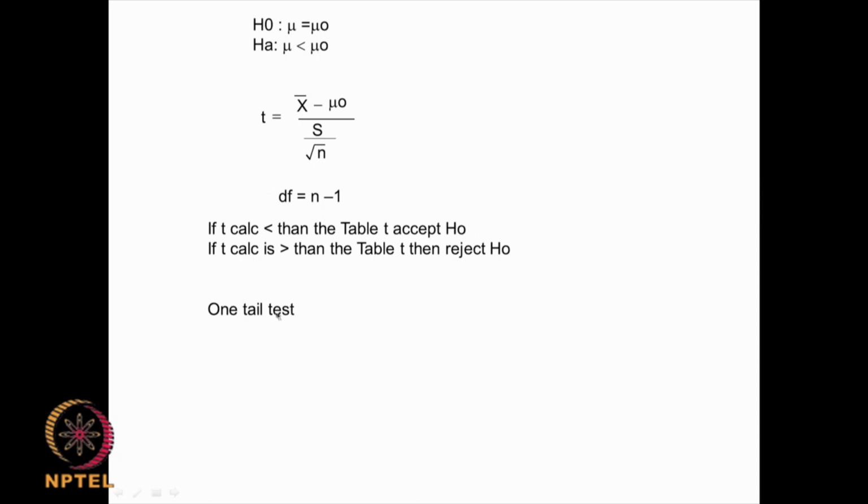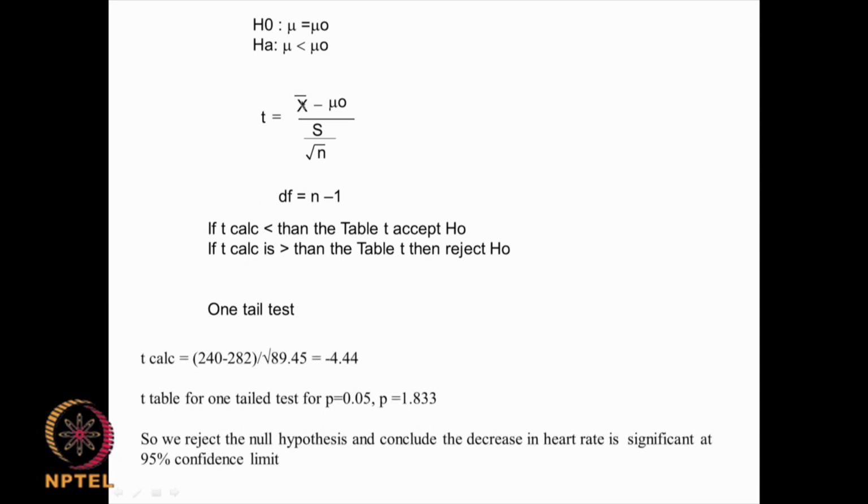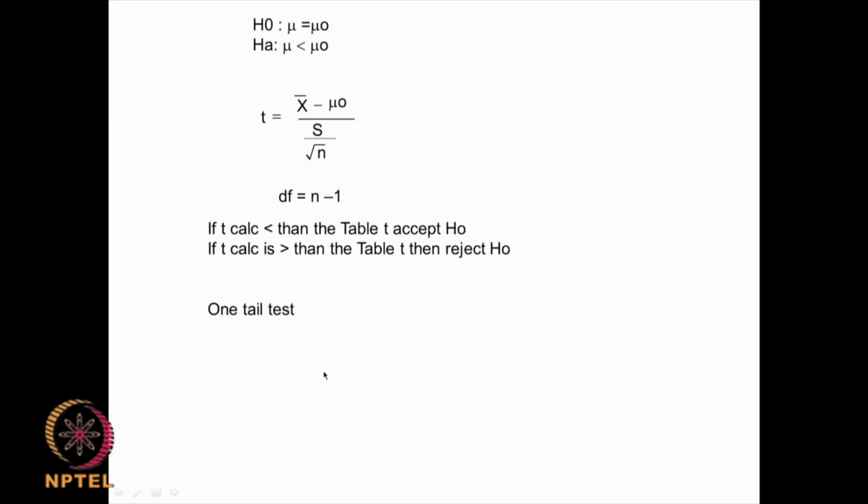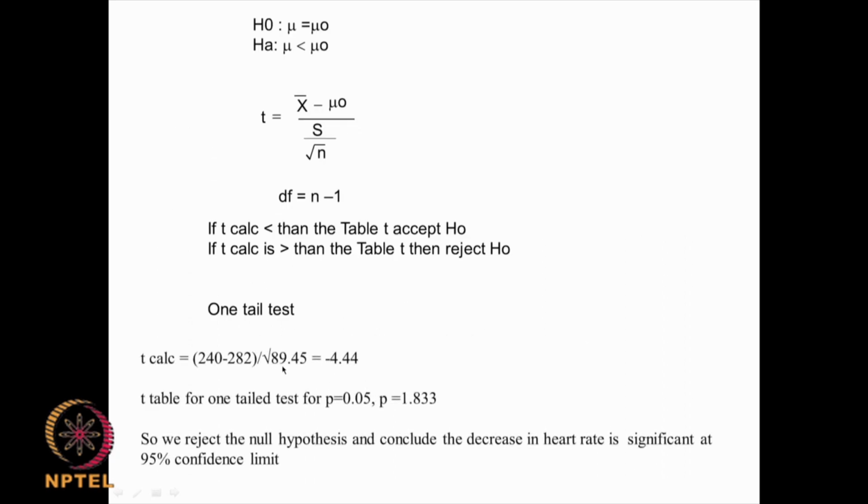Here it is a one tailed test. Please remember, because we are talking about this type of situation, we are not saying mu not equal to mu naught, which would mean less or more, but we are specifically talking about mu less than mu naught. So it is a one tailed test, simple. So for t calculated, I know 240, the other one is 282. If you remember, we got 89.45, so the square root of 89.45 is what I need to put here. So 240 minus 282, I will get minus 4.44.